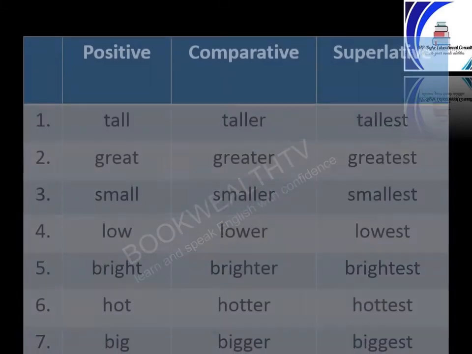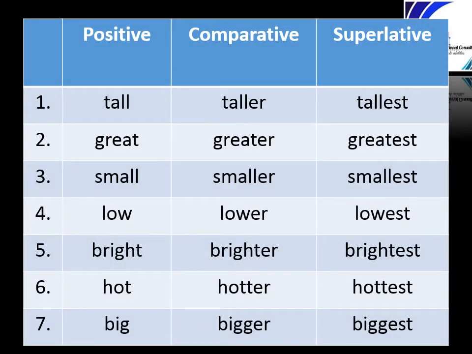Basically, there are three levels of comparison of adjectives. The first one is the positive, which only describes one noun. The second is called comparative, which is used to compare two nouns. And the third level is called superlative, used to compare three or more nouns. See the table below. Positive, comparative, and superlative adjectives.